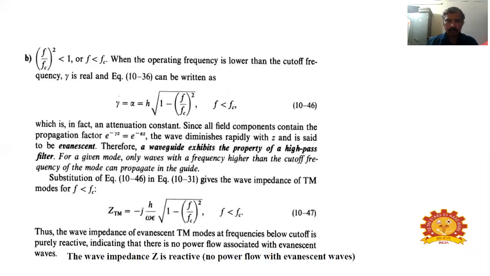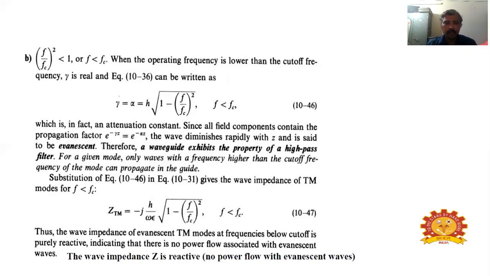And the second condition: (F by Fc) whole squared is less than 1, or F is less than Fc, when the operating frequency is lower than the cutoff frequency, gamma is real. The equation can be written as gamma equal to alpha equal to h into root of 1 minus (F by Fc) whole squared, when F is less than Fc, which is in fact an attenuation constant, as you know that alpha is an attenuation constant.